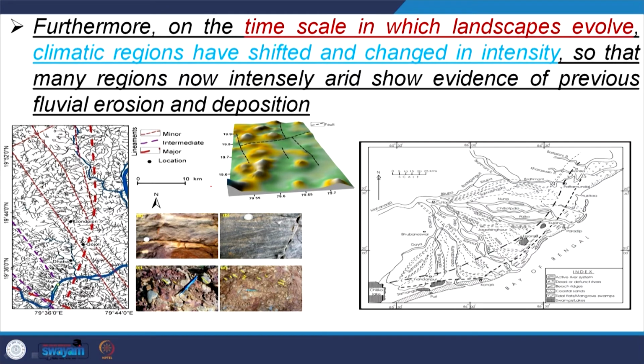So, that means the paleo drainage system, the paleo climate, the paleo latitude, longitude, and geographic locations also depend upon how a river system will behave. For example, here is a drainage map of part of the Pranhita-Godavari Valley in Maharashtra. You see this, nowadays the main river is flowing westward and finally moving south.